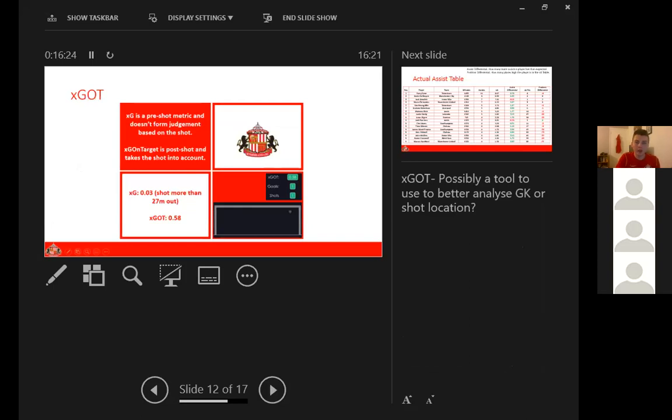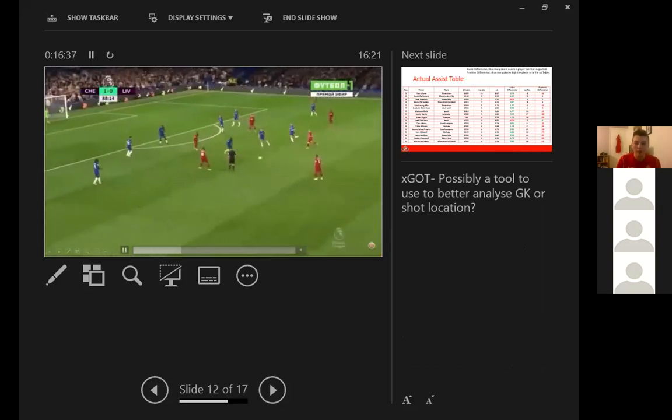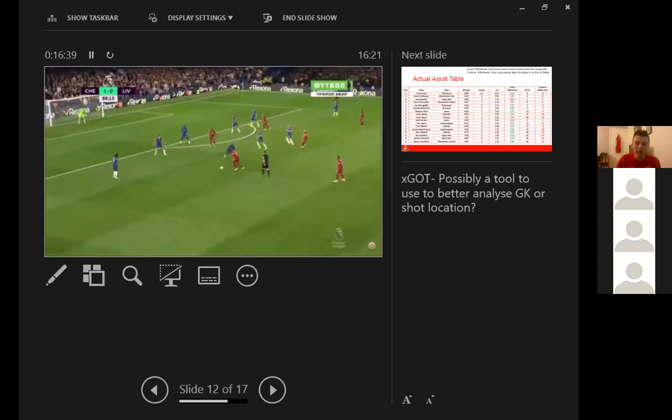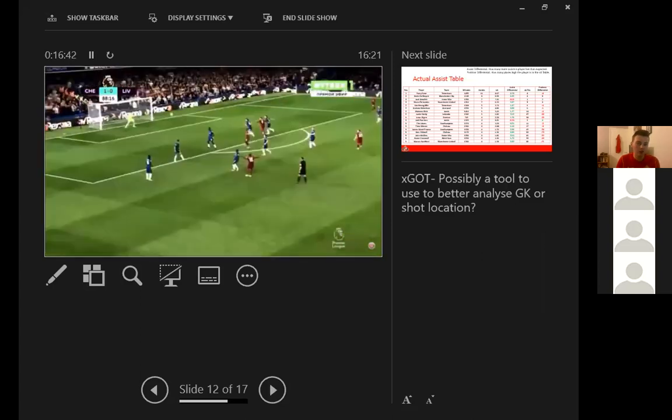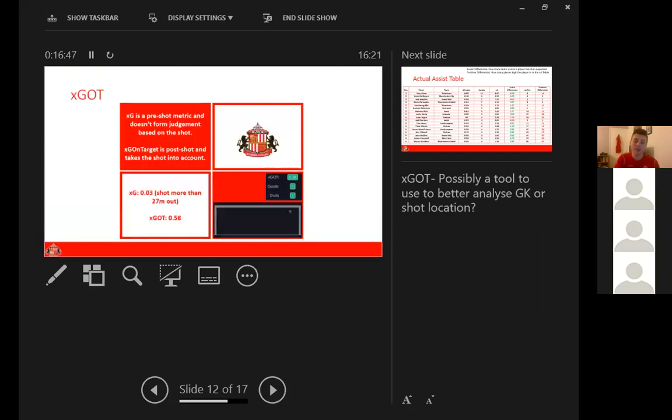So again, expected goals is a pre-shot metric and doesn't form a judgment based on the shot, whereas expected goals on target looks at the shot and takes that into account. So here is a clip of Daniel Sturridge playing for Liverpool, going against Chelsea. From here, it will be quite a low XG because of the position he shot from. I think it was more than 27 metres out, so it only has an expected goals of 0.03. When you look at the expected goals on target, it shows that it was worth 0.58. So it shows that that shot is a lot better than it should have been, so the likelihood of that becoming a goal is increased.